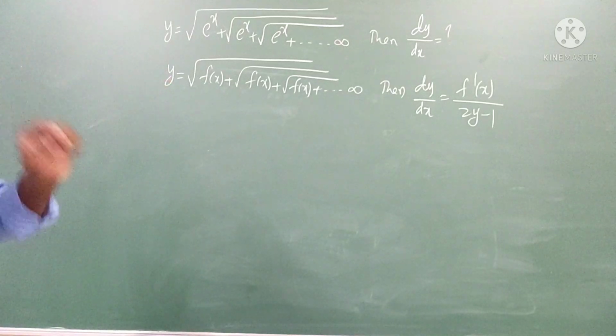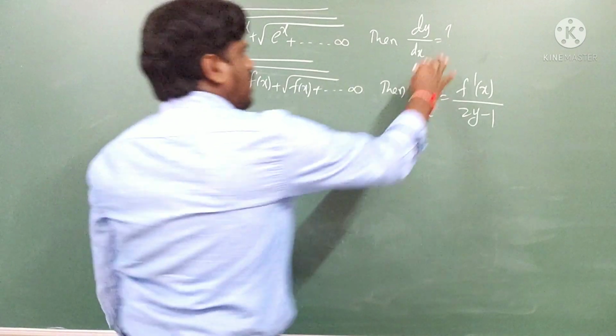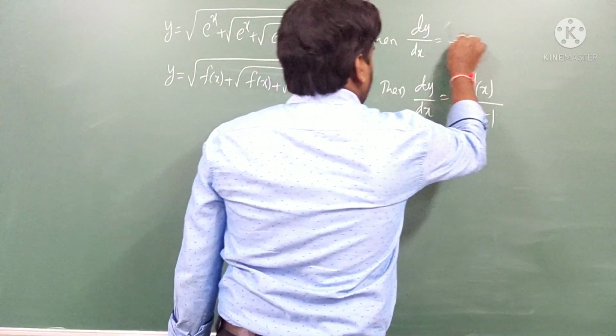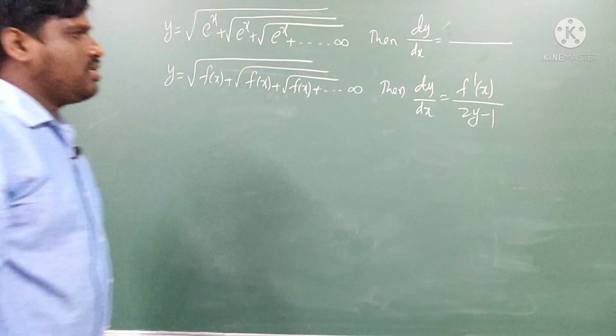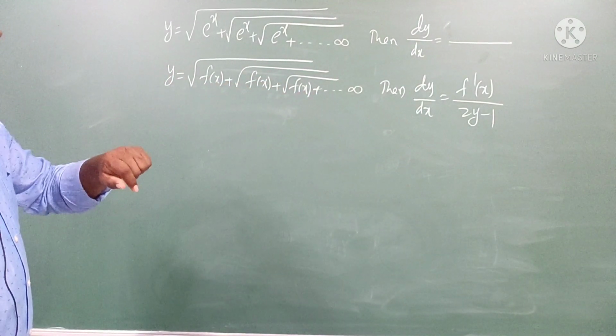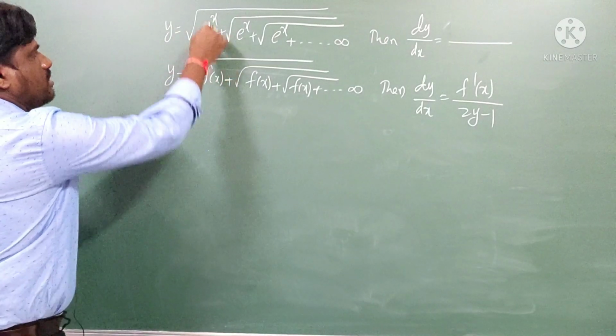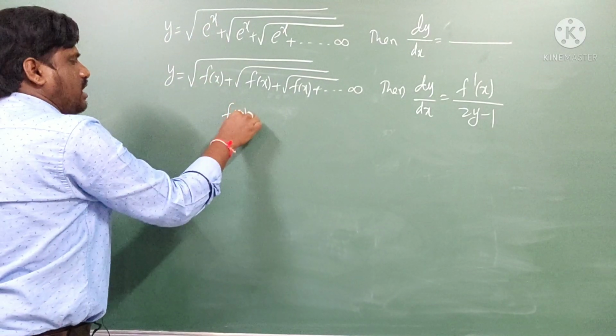So according to this formula, you can answer this question within 1 minute, or we can say within 15 seconds. So dy by dx is equal to, you know this formula. Let us attempt the question. F of x is e power x. If you compare this, f of x is what? E power x.